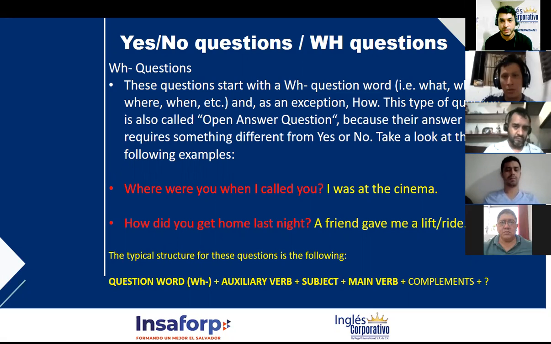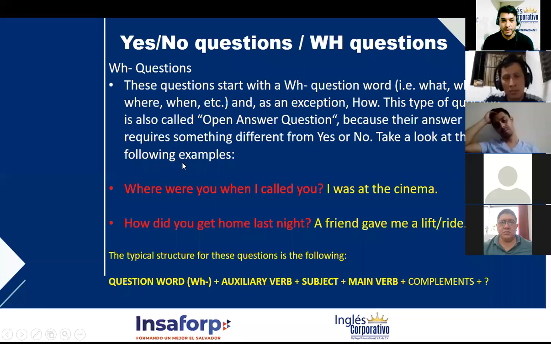WH questions. These questions start with a WH question word, for example, what, where, when, etc. And as an exception, how. This type of question is also called an open answer question because their answers require something different from yes or no. Take a look at the following examples. Okay, thank you, Manuel. Well, in WH questions, we don't answer with a simple yes or no. We need more information. For example, in this question, where were you when I called you? And the answer is, I was at the cinema.